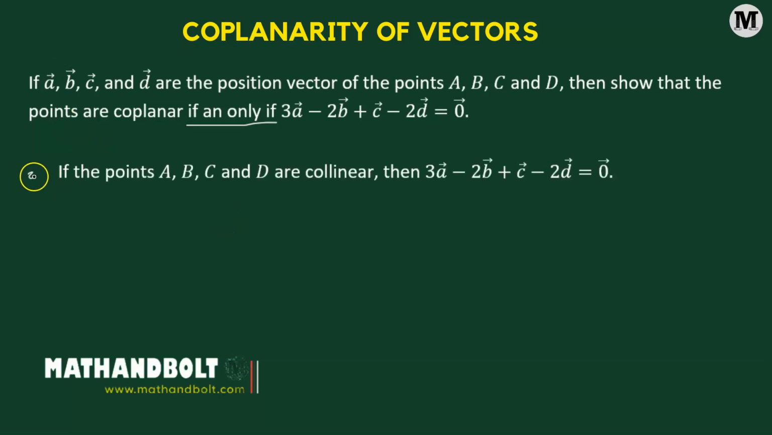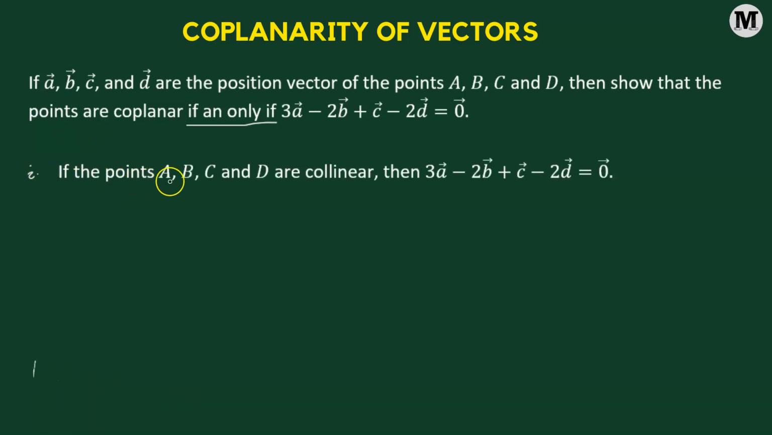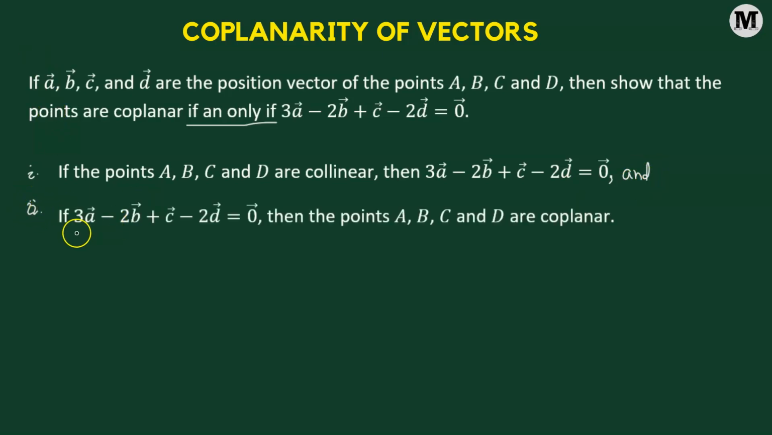The first part of the proof, we will show that if the points A, B, C, and D are coplanar, then it must be true that 3a vector minus 2b vector plus c vector minus 2d vector equals the null vector. And then we're going to show the other part of the proof. The other part states if 3a vector minus 2b vector plus c vector minus 2d vector equals the null vector, then it must be true that these 4 points A, B, C, and D are coplanar.